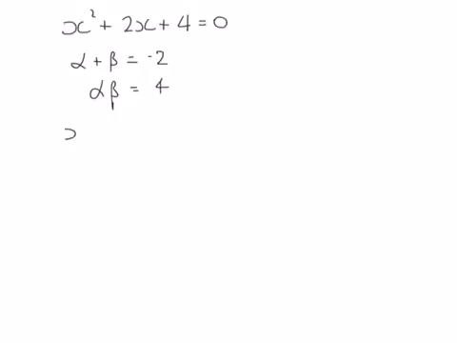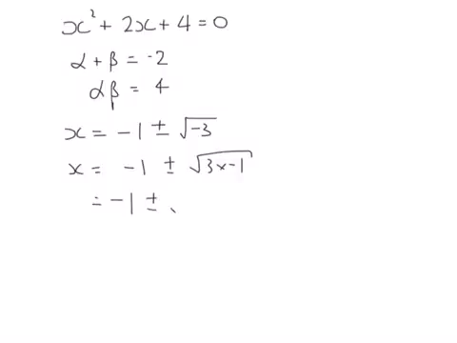So, looking again at what our answer was, x equals minus 1 plus or minus the square root of minus 3. Now, let's split the minus 3 and make it 3 times minus 1. Because it's a surd, using the surd rules, I can have the square root of 3 times the square root of minus 1. Now the square root of minus 1, that's the problem.